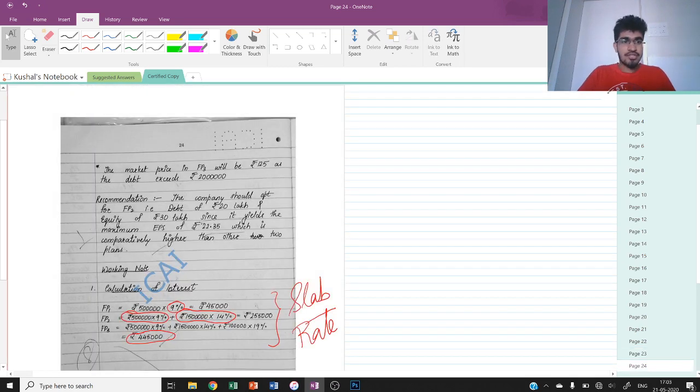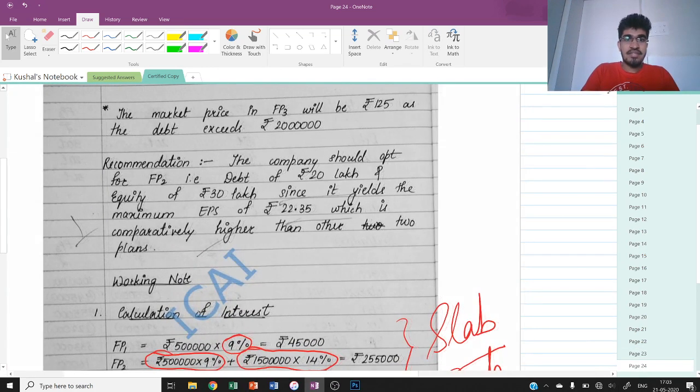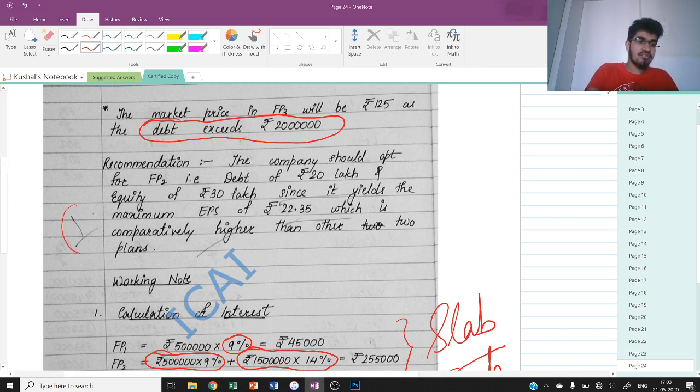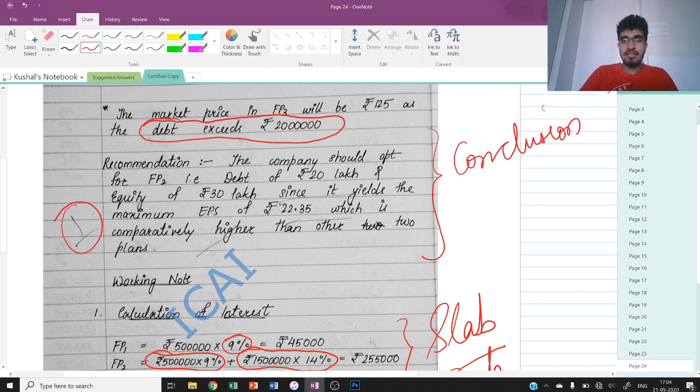I would quickly show you the note. The market price in FP3 will be 125 as the debt exceeds rupees 20 lakhs. You have to be very careful to adjust this particular market price so that you don't lose marks in your examination. And finally, there is 1 mark for the recommendation, which is nothing but the conclusion. There is a mark for a conclusion always, so remember, you are writing the conclusion in every question.